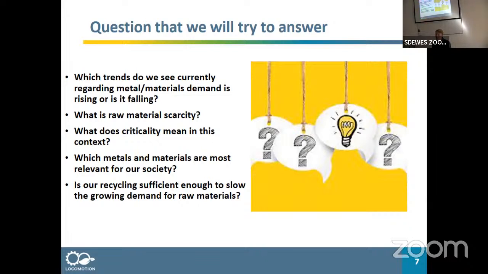We see trends pointing in this direction, that we have lower consumption of fossil fuels, but at the moment it's still growing because of many reasons, obviously. So what is raw material scarcity? What do you think? What does that mean?